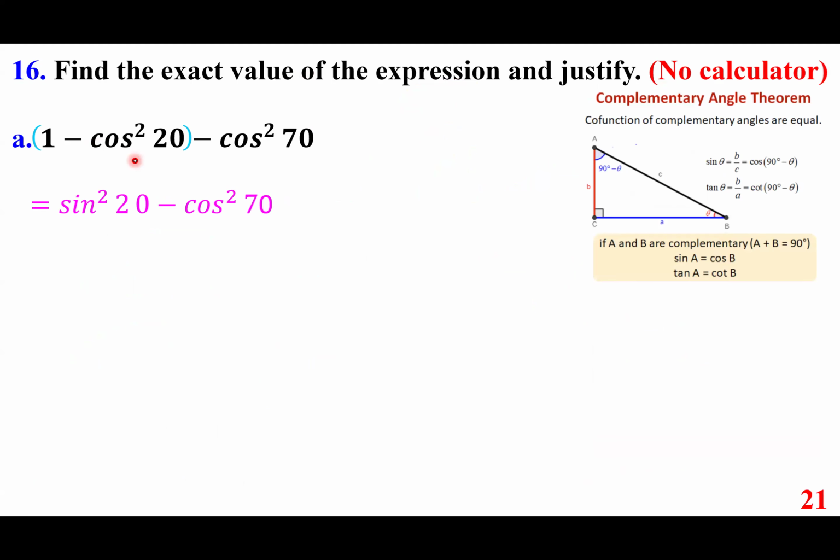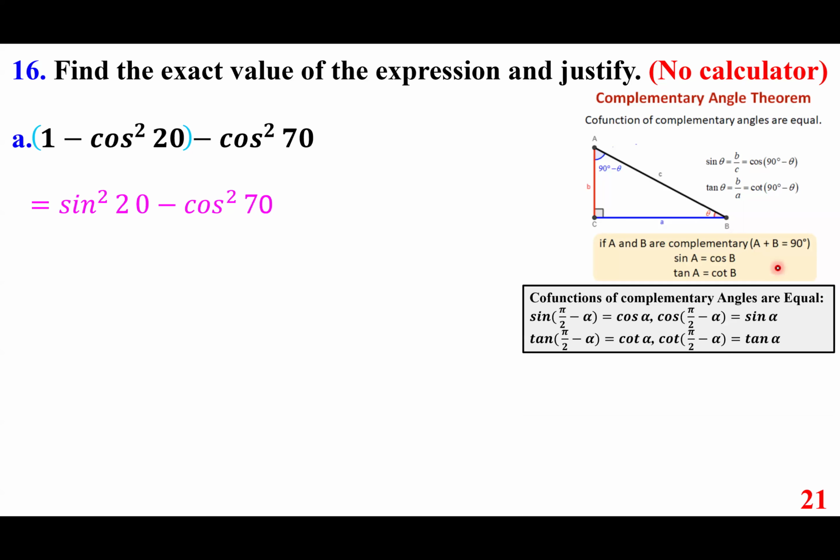Then complementary angles: when they add up to 90 degrees, they are called complementary angles, or co-functions. Complementary angles are co-functions. So this is theta, this is 90 minus theta. That means these two add up to 90 degrees. If A and B are complementary, that means the sum is 90, then sine of A is cosine of B, tan of A is cotangent B, and so forth.